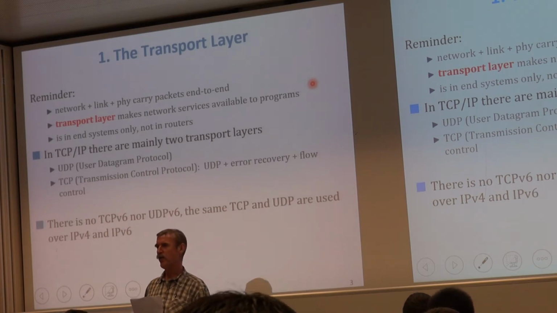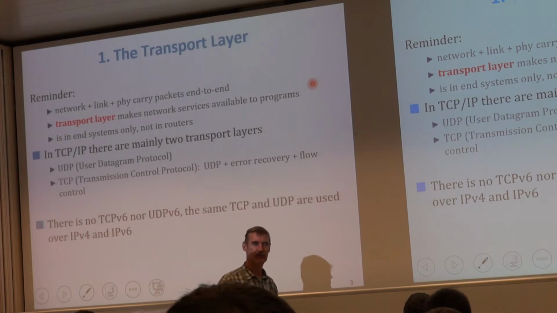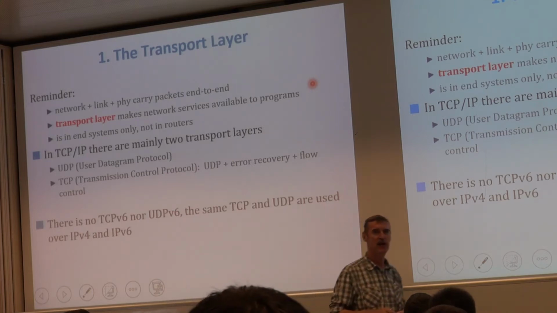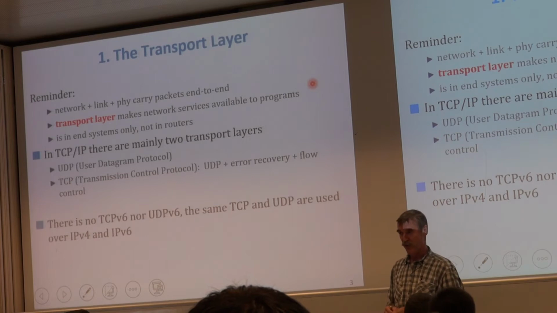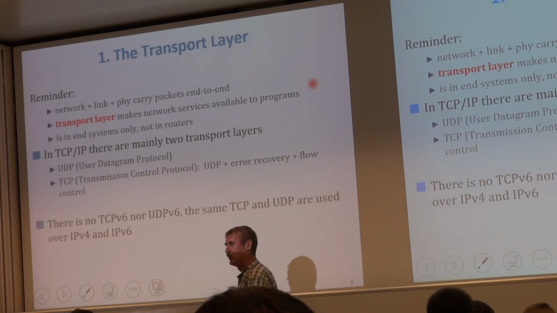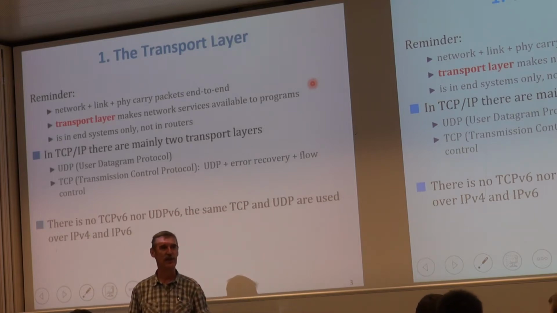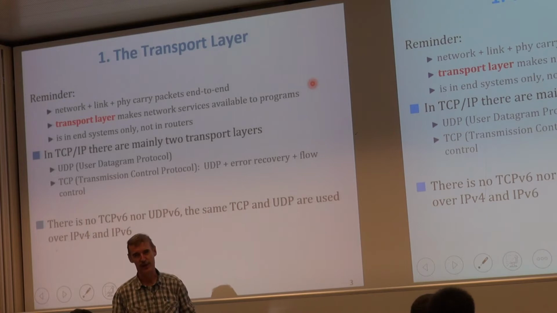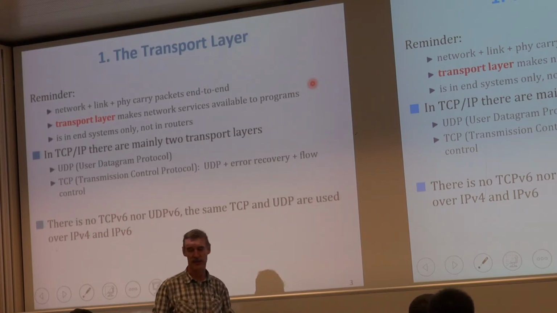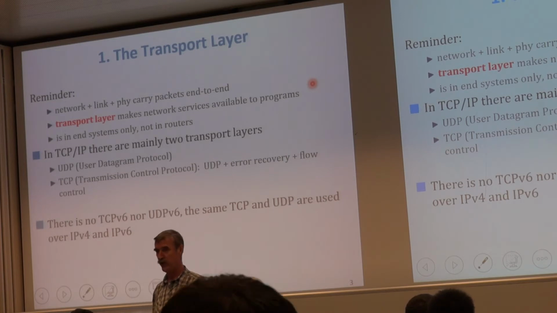The transport layer is in principle only in end systems. We will see a few examples where you might have the transport layer in between. Then it's called a transport layer intermediate system. But in principle, the intention of the TCP/IP architecture is that the transport layer is only in end systems. There are two transport layers in TCP/IP.